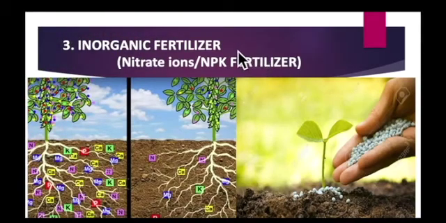Yes, so the third way to increase food production is inorganic fertilizers. Chemical fertilizers add mineral ions, for example nitrate ions, which help in plant growth. On the other hand, NPK fertilizers are also available. These nitrates or NPK fertilizers can increase plant growth if the soil does not contain enough of them. So these inorganic fertilizers supply all these nitrates and NPK fertilizer.